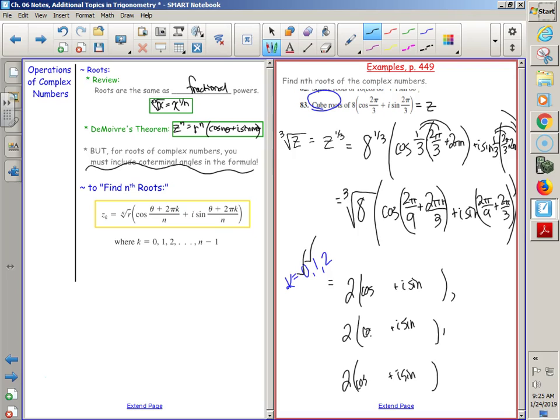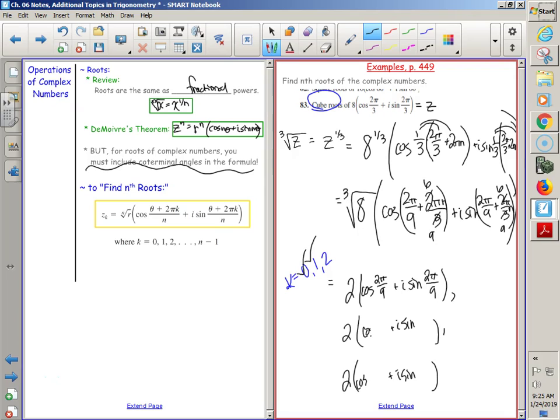So in this case, I think I might get a common denominator to make my life a little easier. Instead of 2 over 3, let's change this to 6 over 9, because then I can go ahead and combine my like fractions. Okay. That might be a little easier. So my first one is 2 pi over 9, not 2 pi over 3.